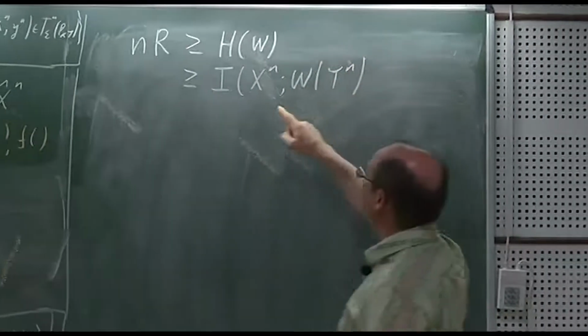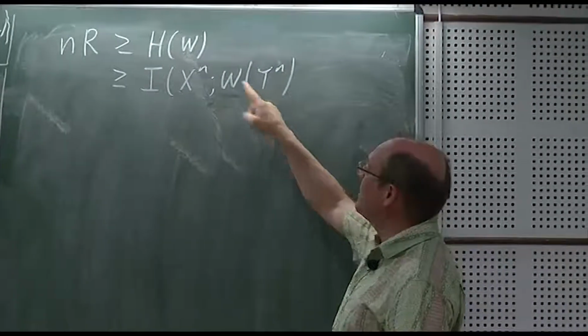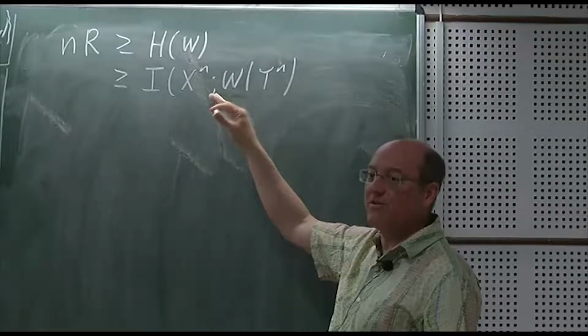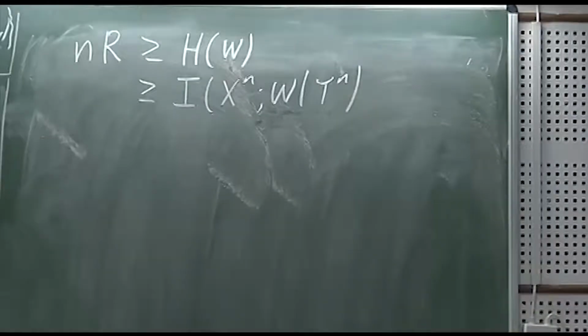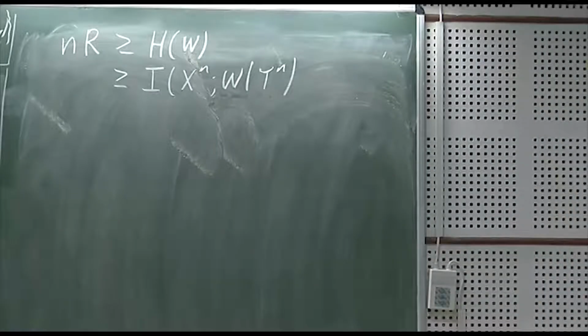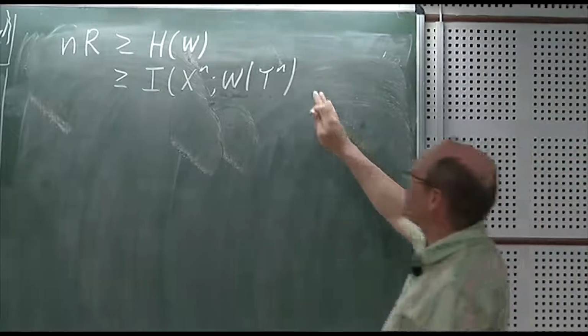Okay, why is that? Well, I can write this as the entropy of W given Yn, which is less than that, minus the entropy of W given Yn and Xn, which is non-negative, right? So that one is easy to check. Whenever you convert a random variable into mutual information, you just make things smaller. Okay, but do you see it, everyone? Well, I could write it out separately.